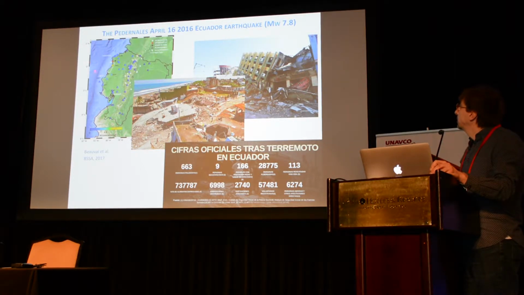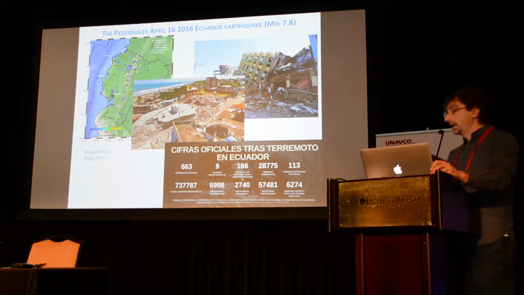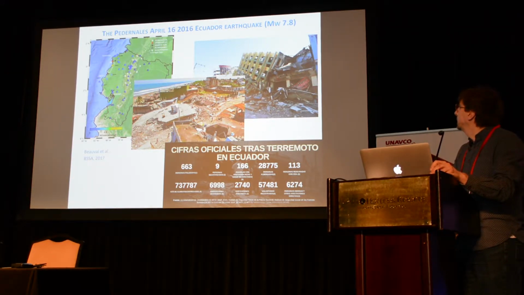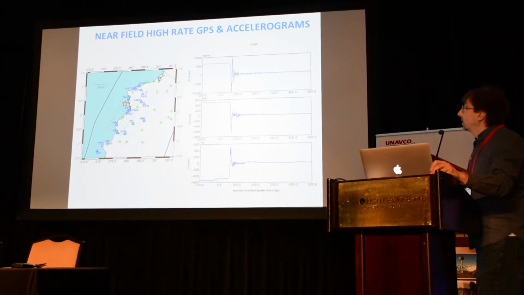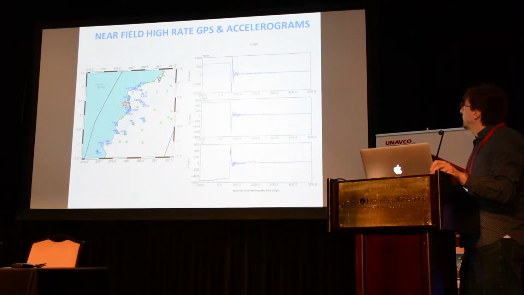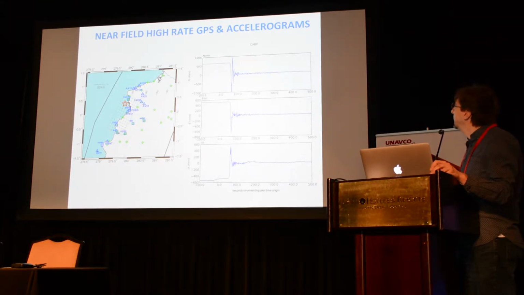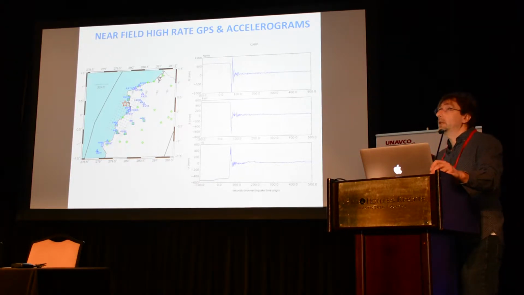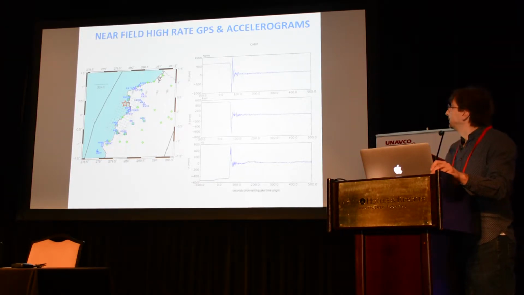One of the observations we have is that the peak ground acceleration exceeded 1 g in some places, explaining part of the damage observed. Due to the network we had deployed during the year before the earthquake, we could observe all the motion, both the static and dynamic motion during the earthquake in the near field. You see here the results from high rate GPS, where we see peak to peak 2 meters of displacement at some of the sites.